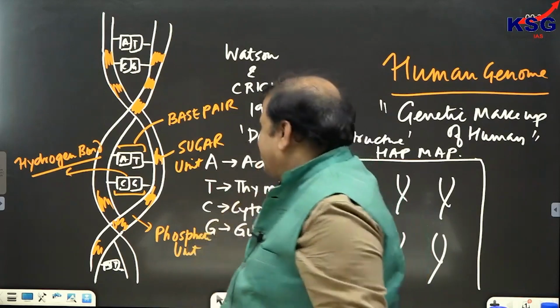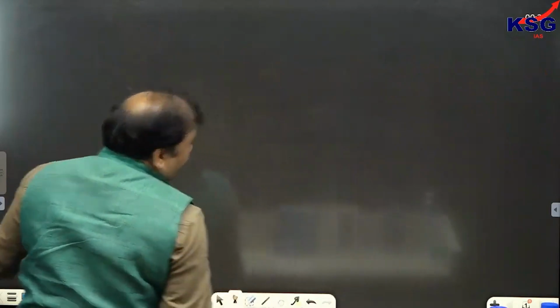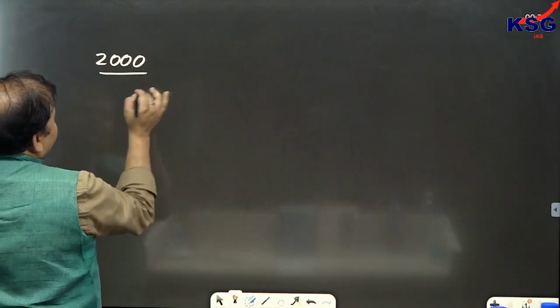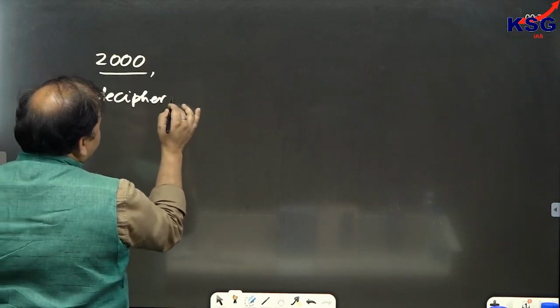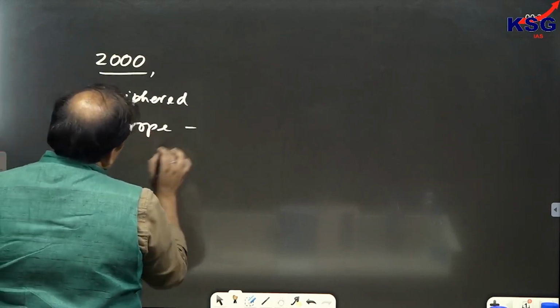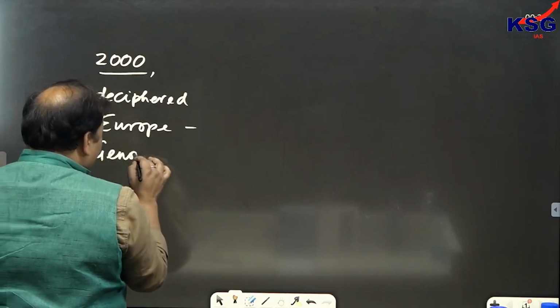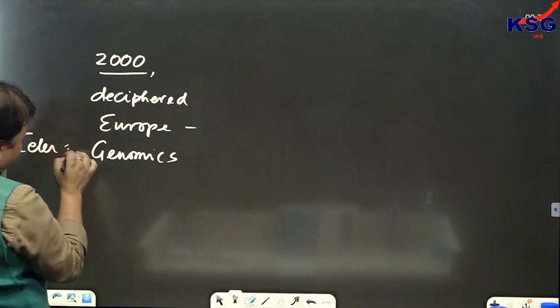Now, human genome was deciphered when? It was deciphered in the year 2000 by the scientists of Europe and a private company. And that private company is called what? It is called Celera Genomics. Clear?